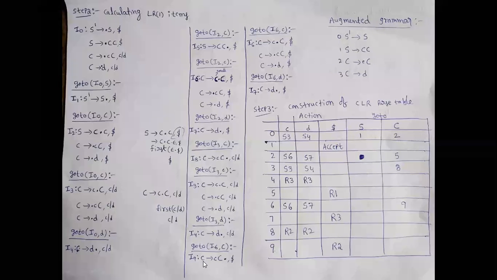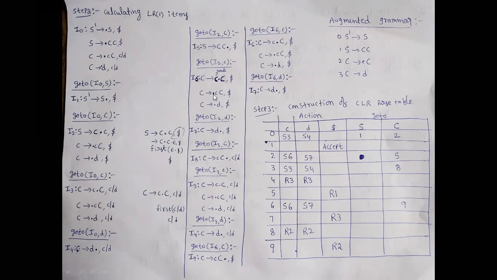Okay, here. So C is production with small c, capital C dot dollar, and here the look ahead is C/D. So both the productions are different. Then we are giving a different state number. So I8 is completed. Then we are naming the state I9.